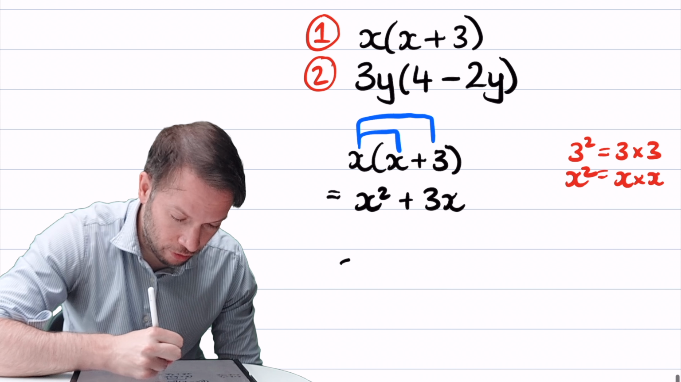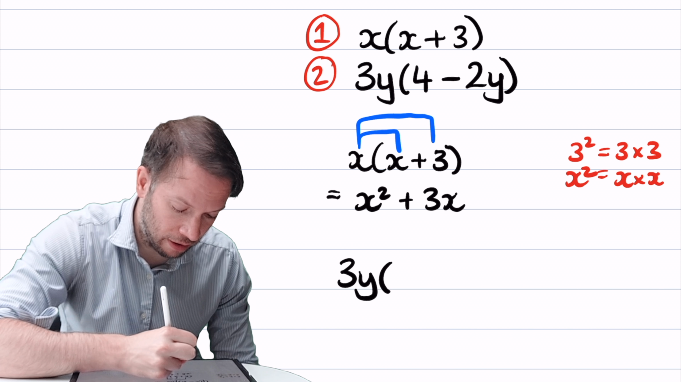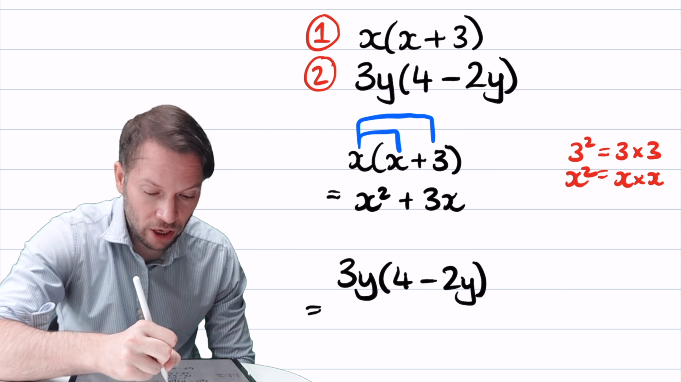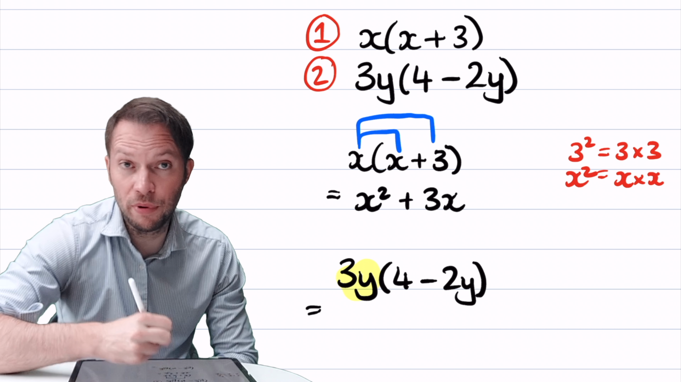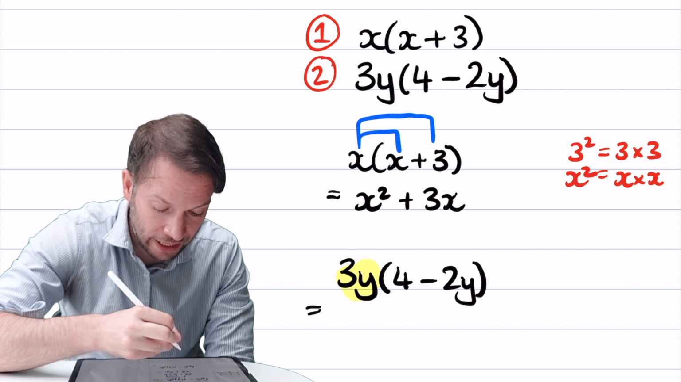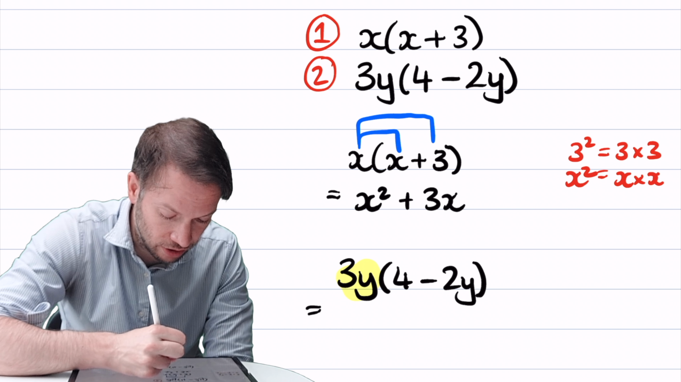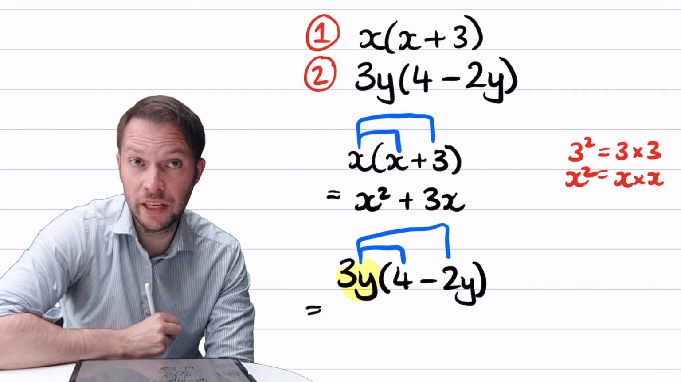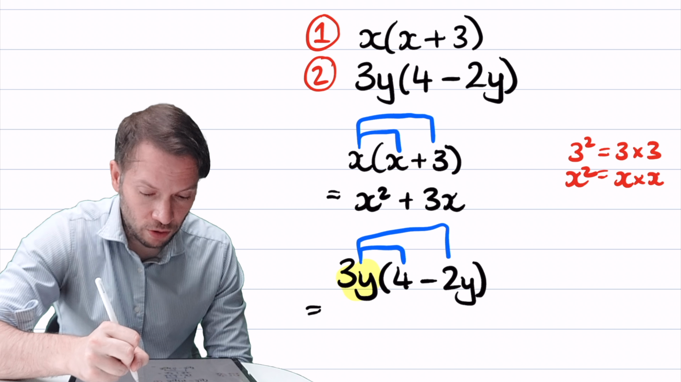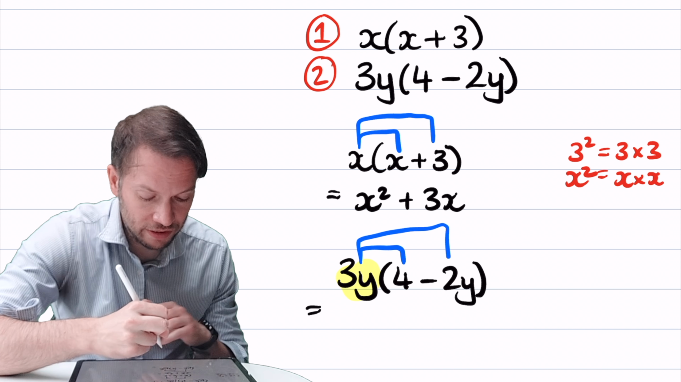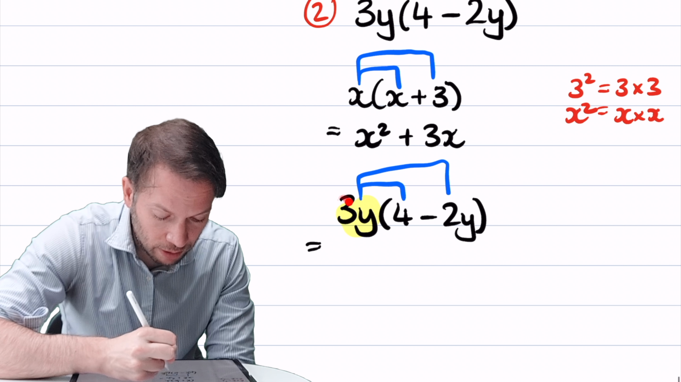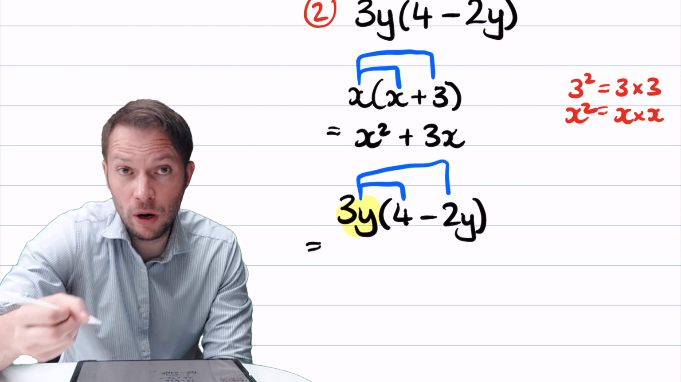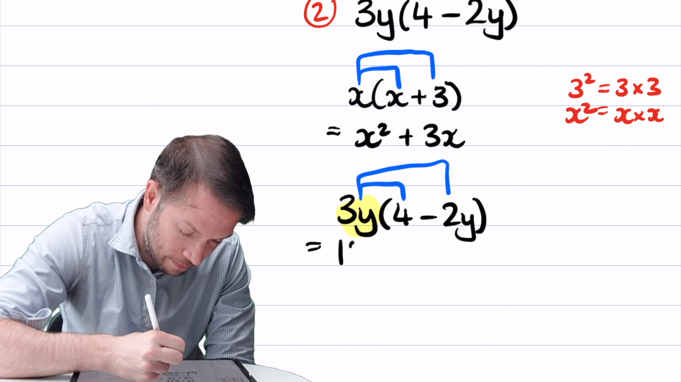We want to do 3y multiplied by 4 minus 2y. Again, we're going to do the term on front of the bracket multiplied by each term inside the bracket. So we're going to do the 3y times by the 4 and the 3y times by the minus 2y. So what's 3y times 4 first? Well, the 3 times 4 is 12. And when you times by the y as well, we're going to get 12 lots of y. So it's going to be 12y.